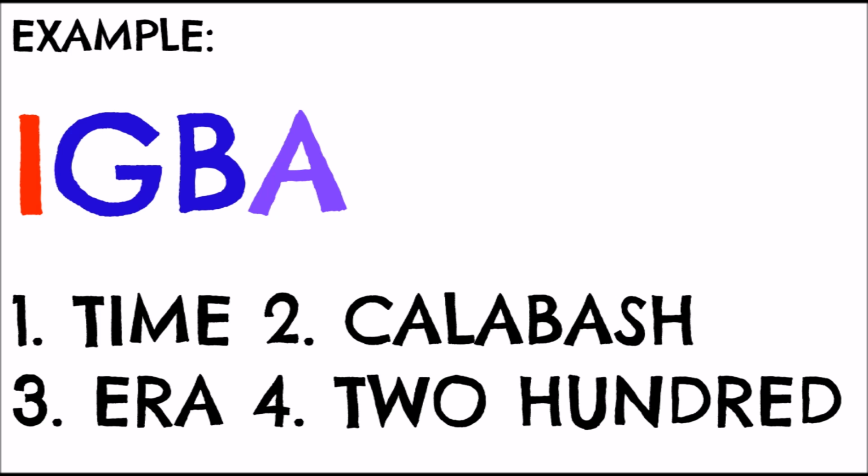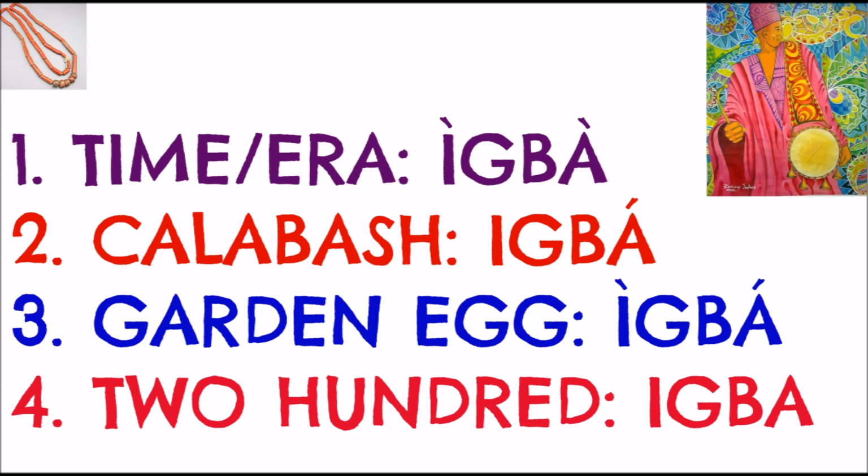If I saw it in a sentence, I would be able to say, okay, this is what the person is probably saying. But without the accents, I would not be able to understand words. Nobody would be able to understand them. We would not know what they actually mean. So look, I put the accents there. Now I'm able to tell if a person wants to write time or era, igba.